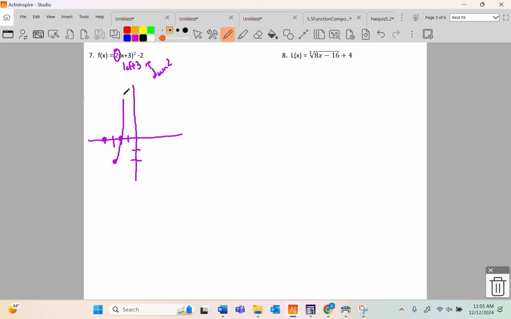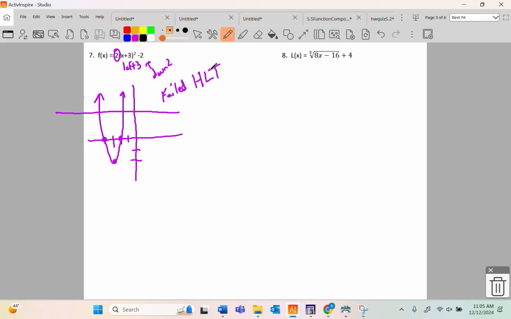And that's what it looks like. Now here's the issue. It failed the horizontal line test. Okay, so here's how we fix this.